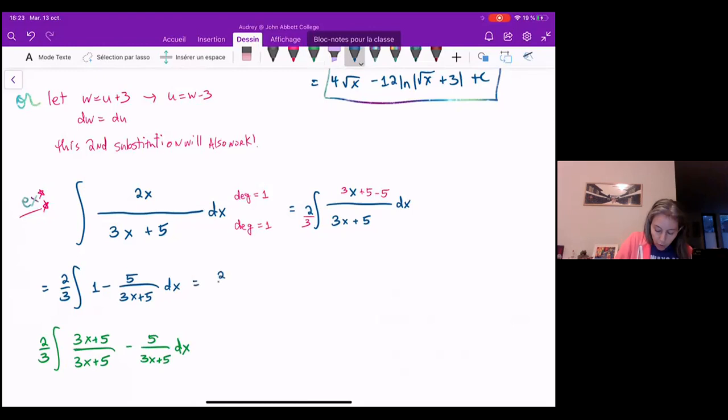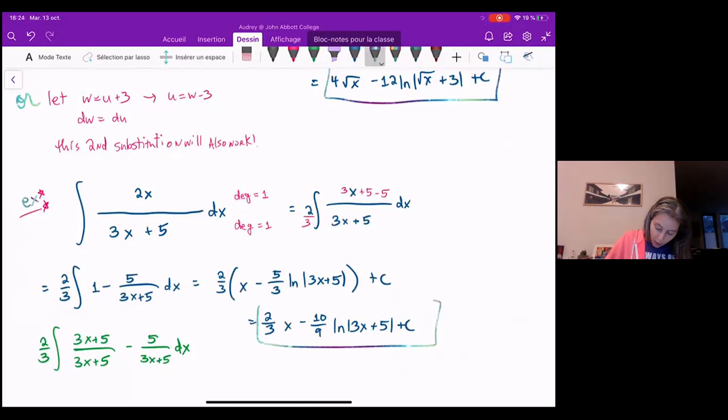So this is 2/3. The antiderivative of 1 is x. This is a known form. I have to divide by 3 because the derivative of 3x plus 5 is 3. This is our known form, ln of ax plus b, 1 over ax plus b. So it's minus 5/3 natural log of 3x plus 5 plus c. I'm just going to simplify this: 2/3 x minus 10/9 that natural log.